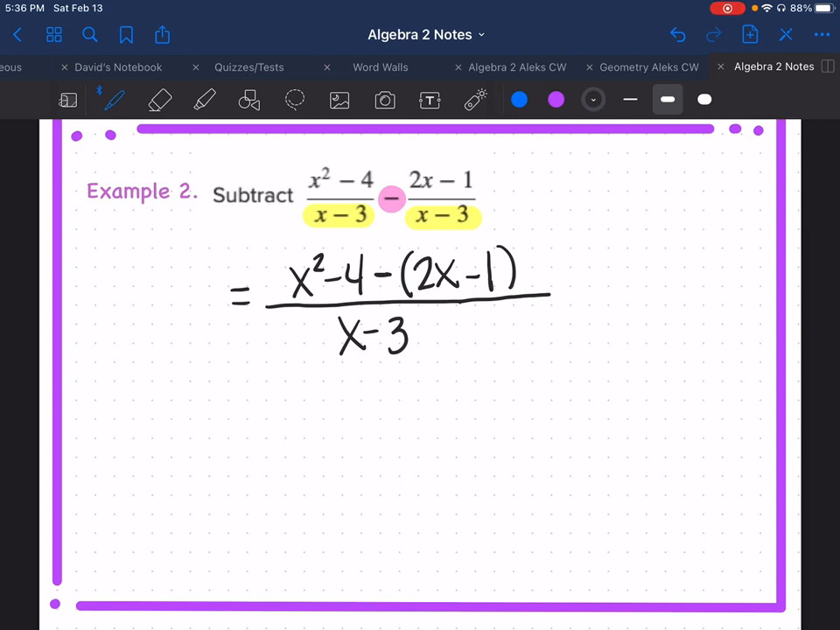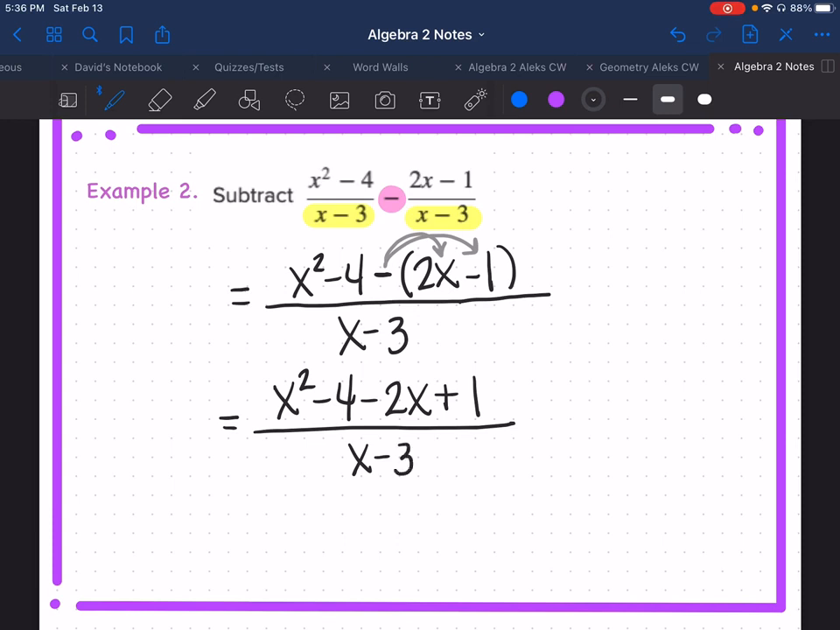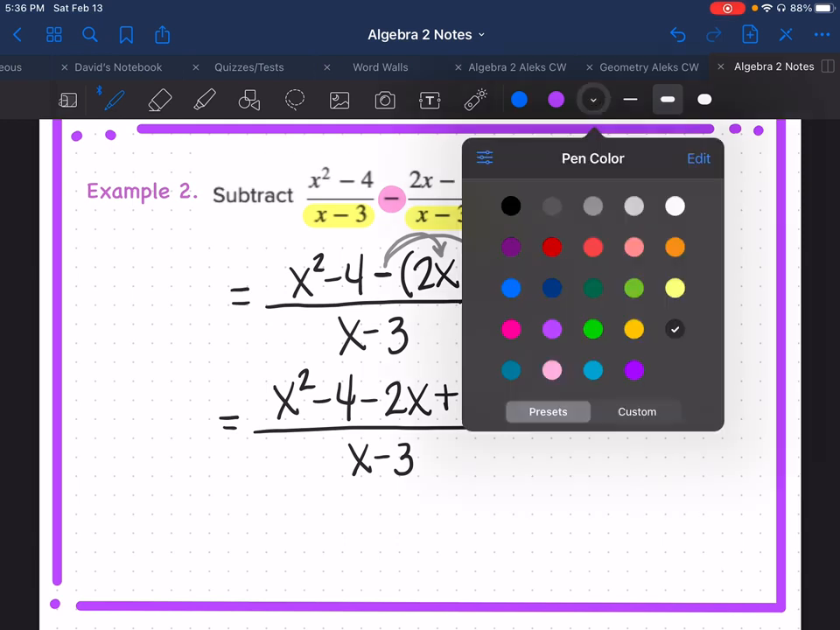So once I do my distributing, I'm going to get minus 2x, but when I distribute the negative here, I'm going to end up with plus 1. So let's go ahead and do that next. I'm going to have x squared minus 4 minus 2x plus 1. Be very, very careful. Now in the numerator I can combine like terms.